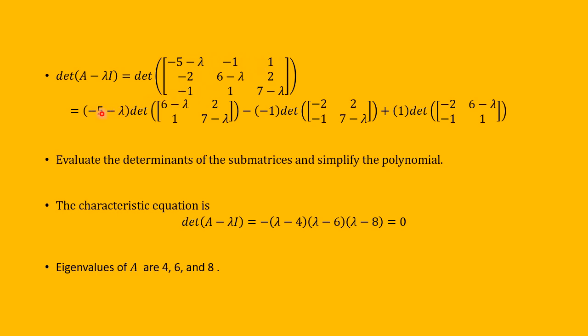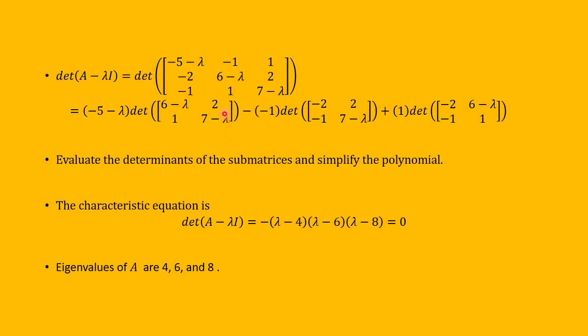So we get minus 5 minus lambda times this determinant, this 2 by 2 matrix, which is right here, minus this minus 1 times the determinant of the matrix we get by crossing out the column and row that minus 1 is in. And so we're left with minus 2, 2, minus 1, 7 minus lambda, which is here. And then plus this entry times the submatrix minus 2, 6 minus lambda, minus 1, 1, which we have here.